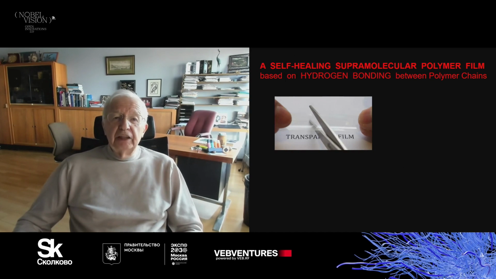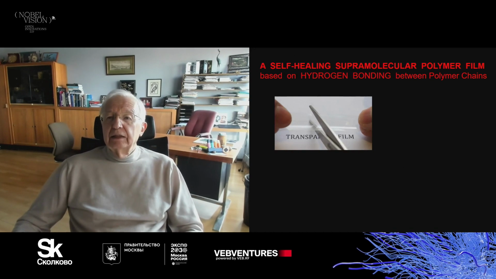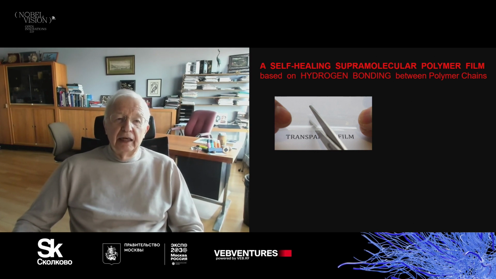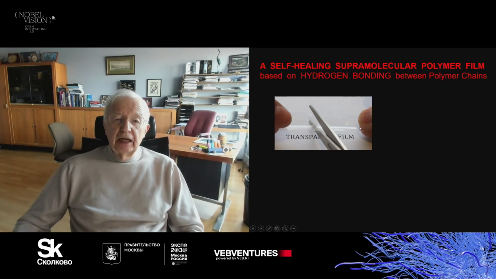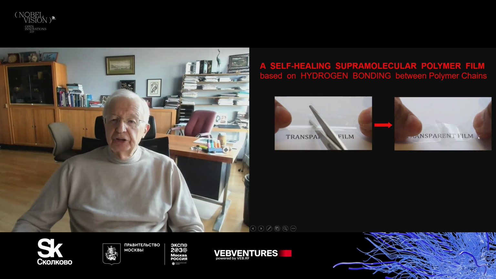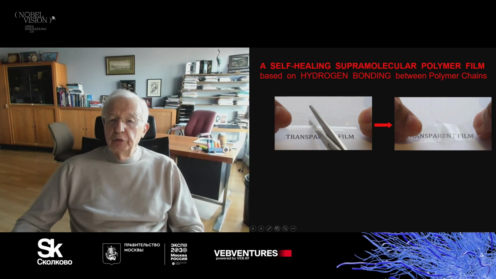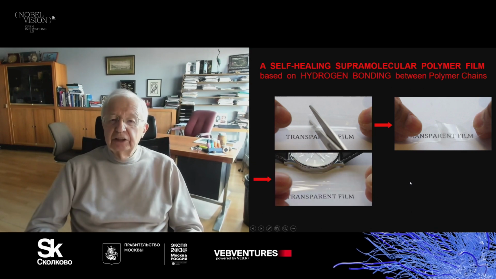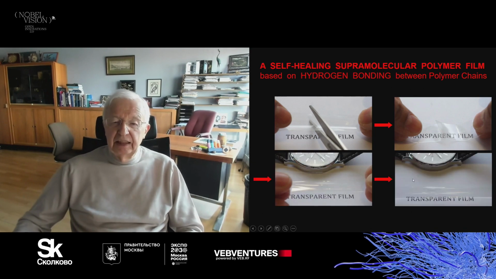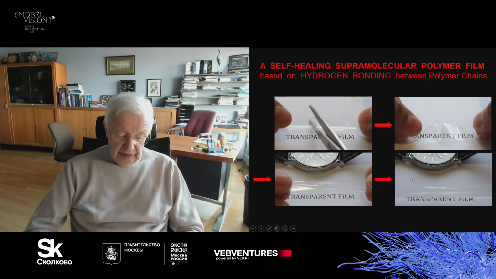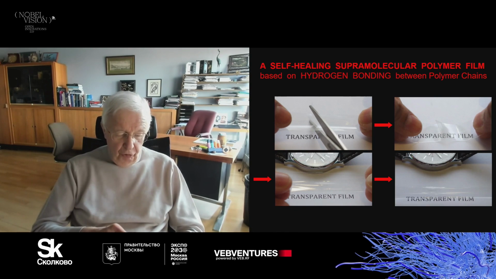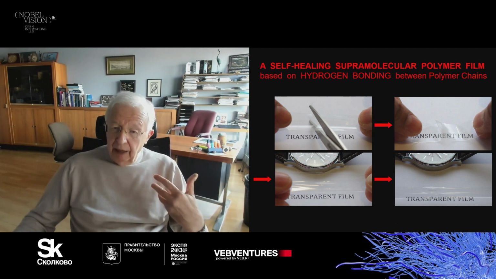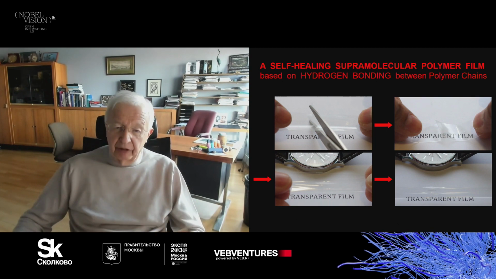Now, another property is that these supramolecular type of polymers are also self-healing. Here you see a film which is cut in 2 pieces with scissors. Then you superimpose the 2 ends, you press with your finger in the middle here, and you can stretch because now it has healed. In other words, these type of polymers can form films which are self-healing, which can repair themselves.